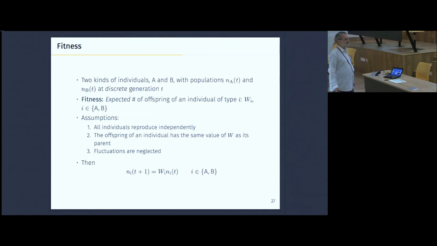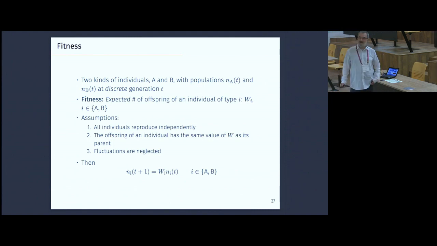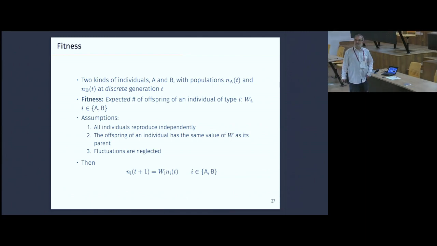So let's define fitness. Let's consider two kinds of individuals. Joshi rightly pointed out that selection does not act on individuals, it acts on traits. But for the time being, let's accept that we have two kinds of individuals, A and B, with populations NA and NB at discrete generations. And define fitness, this is called the Wrightian fitness in common parlance, as the expected number of offspring of an individual of type I. So WI, to remind you that it is Wrightian fitness, where I is A or B.